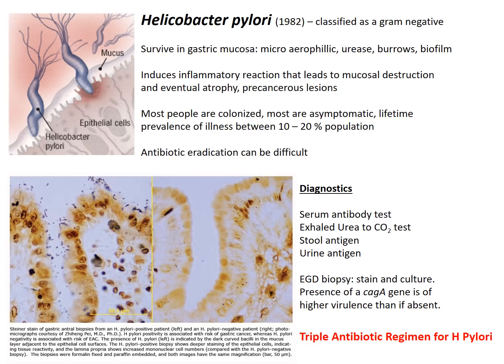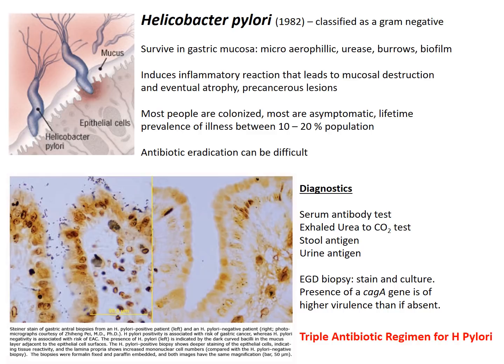Helicobacter pylori, discovered in 1982, is classified as a gram-negative organism. It's able to survive in the GI mucosa by burrowing into the mucosa. It's microaerophilic, meaning it only needs a little bit of oxygen tension. It secretes a compound called urease, which forms an alkaline protective layer around itself. And again, as it burrows in, it also creates a biofilm around itself, which protects it against gastric acidity.